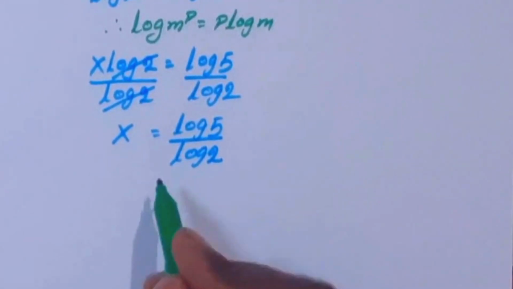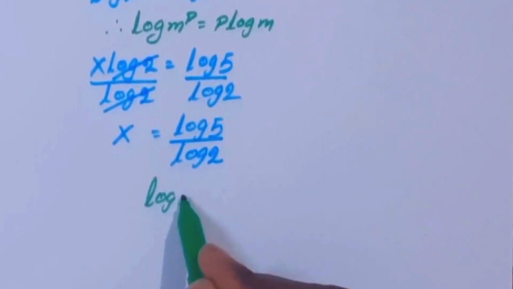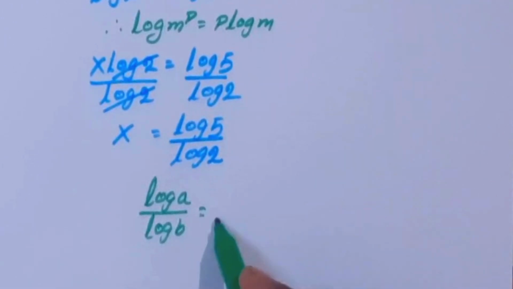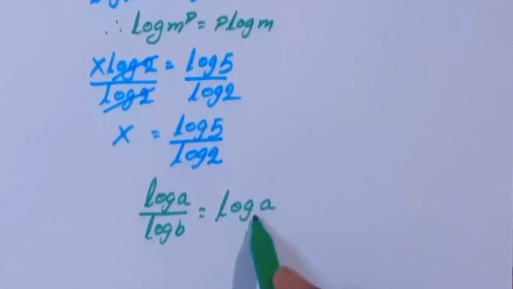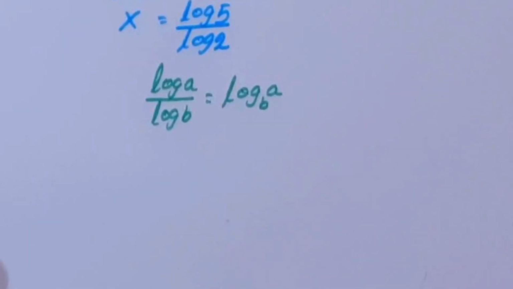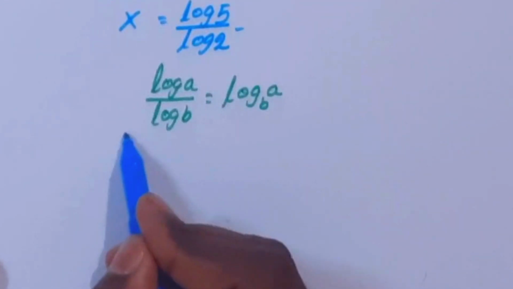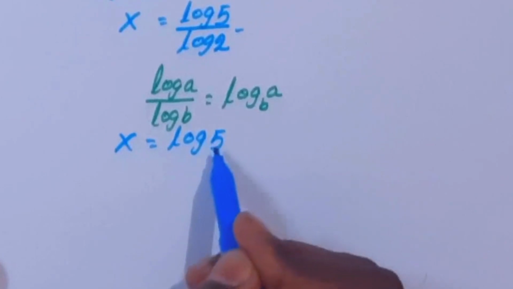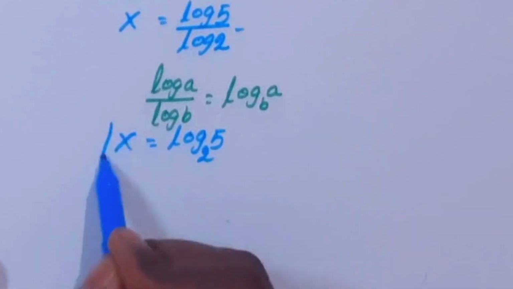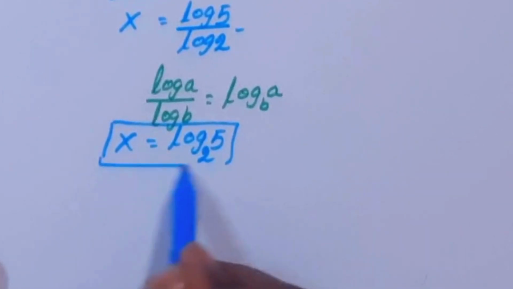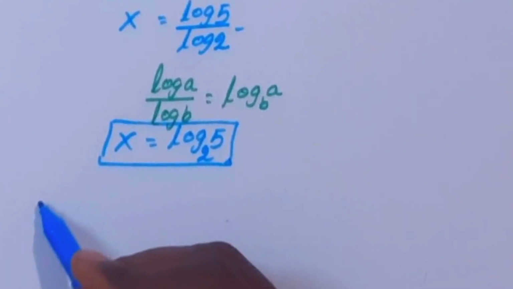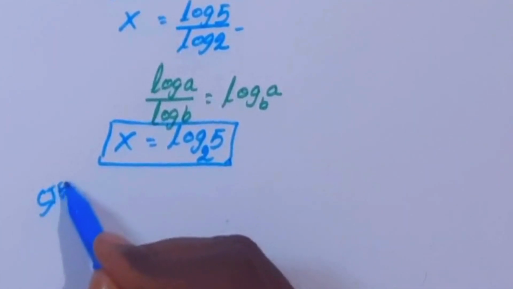Now log a by log b equal to log a base b. We are going to apply this here. So x equal to log 5 base 2. This is the x value. Now we are going to find this value in another way. Step 2.